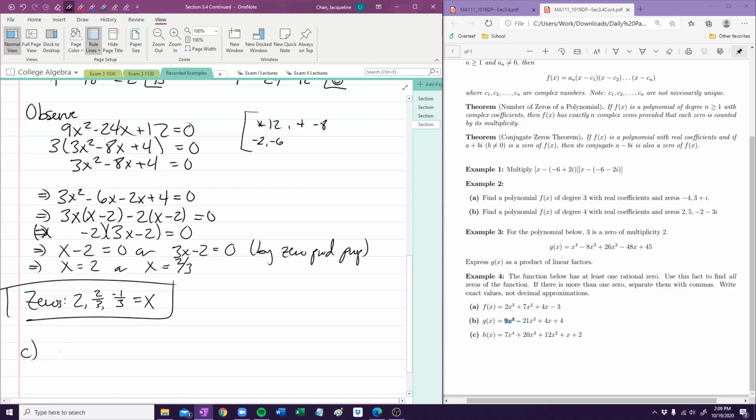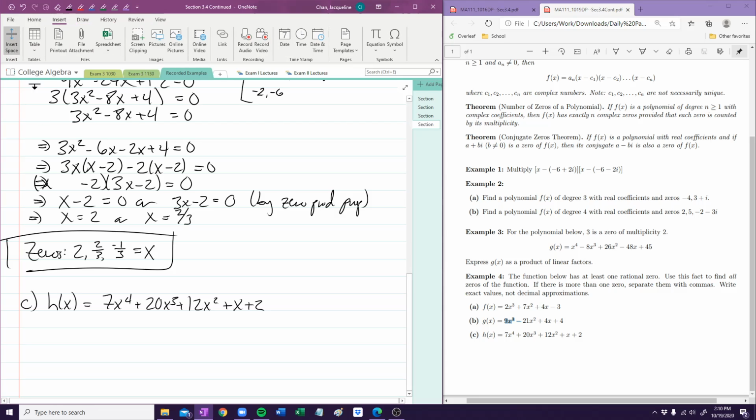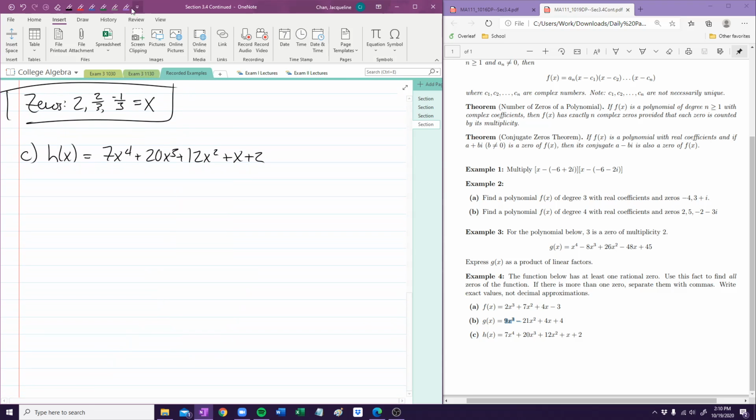So part C, we are given h of x is equal to 7x to the 4th plus 20x cubed plus 12x squared plus x plus 2. So it's really nice with these examples that they've all been decreasing and we have no placeholders. Okay. So because it's a 4th degree, our best bet is just immediately using the rational zero theorem.